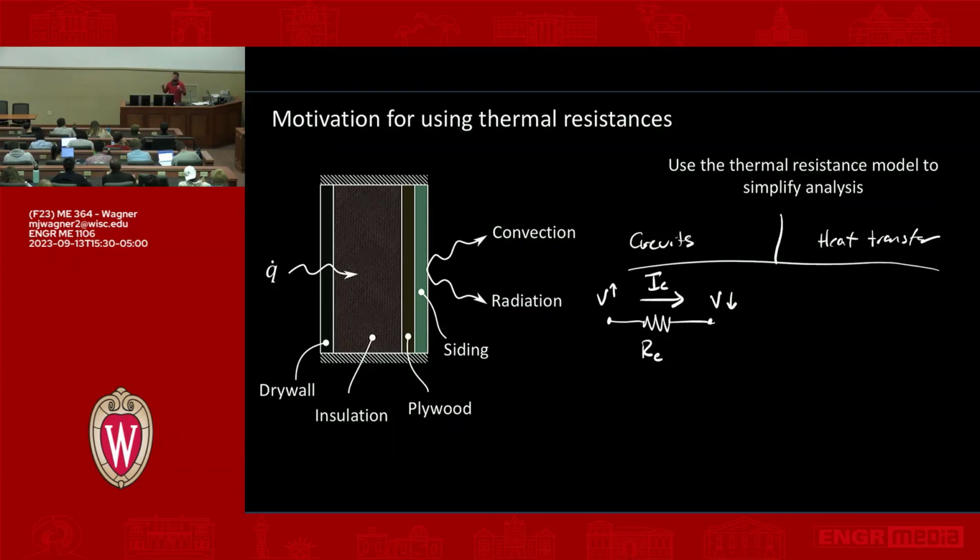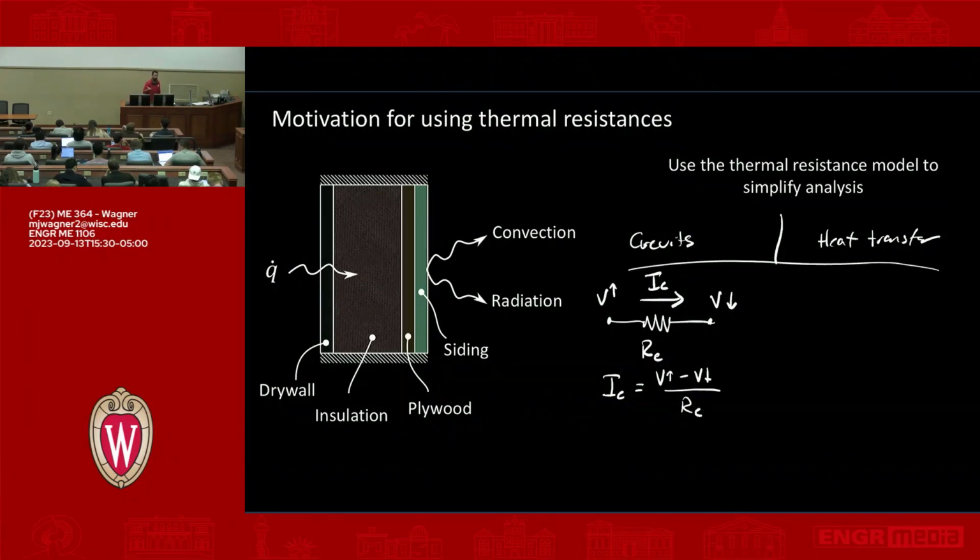We can model this, and solve for the current I sub E by taking the high voltage, V high, minus the low voltage, V low, and dividing that by the electrical resistance R sub E. Hopefully this is all coming back to you now. Fine, so that's the circuit.